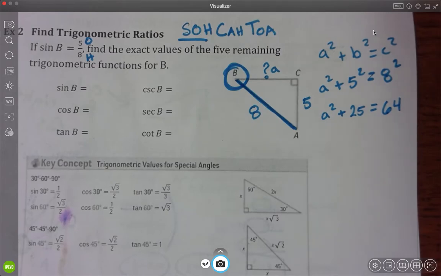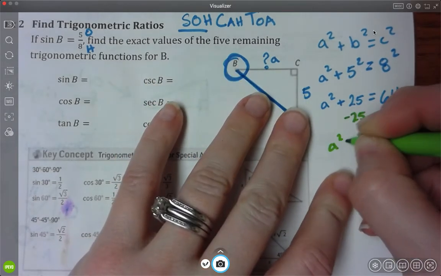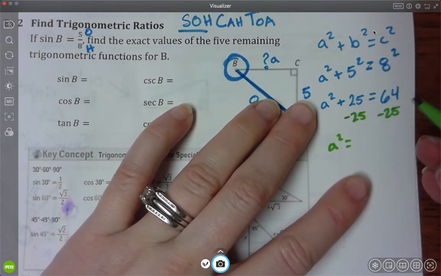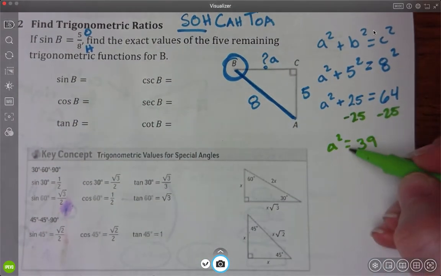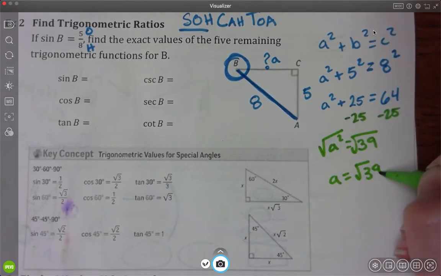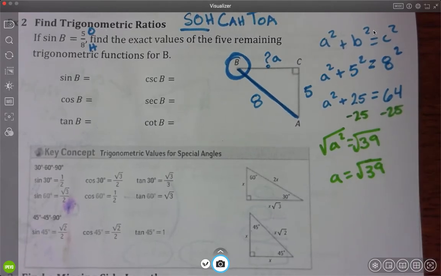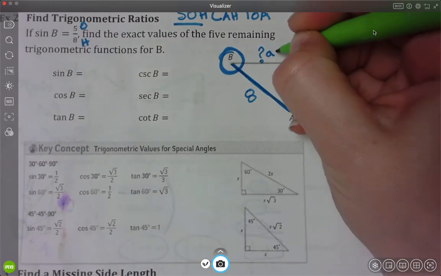So to get a by itself, let's subtract 25. And a squared is going to be 64 minus 25, which is 39. Yeah, 39, okay? And then if I take the square root, a will be the square root of 39. I'm trying to think, does the square root of 39 come out nicely? Well, it's not a perfect square, but will it break down? I don't think it will. 3 and 13 maybe, but those aren't perfect squares. So we're just going to leave it as the square root of 39 for now.